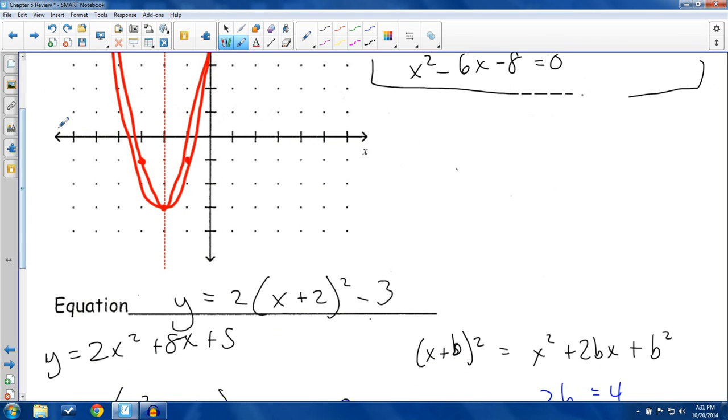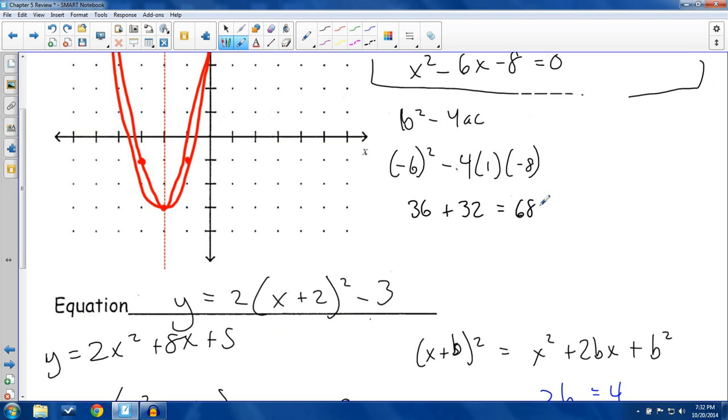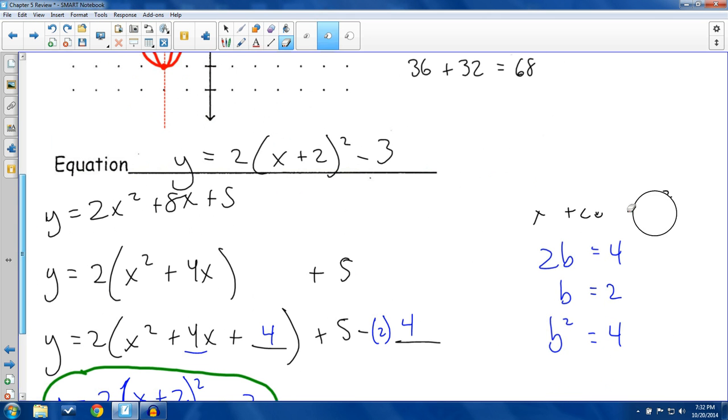If you use your discriminant, you don't have to rewrite all this b squared minus 4ac stuff inside your root every time. Like b is negative 6, and your a is 1, your c is negative 8. So it's 36 plus 32, which is 68. So that's my discriminant value. That is the value that will go inside my square root when I do this problem here.